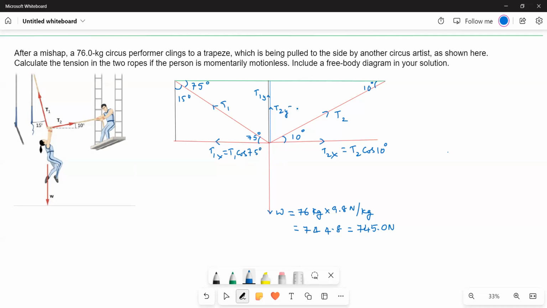Similarly, T2y is equal to the opposite side, T2 sine 10 degrees. And T1y is equal to T1 sine 75 degrees.